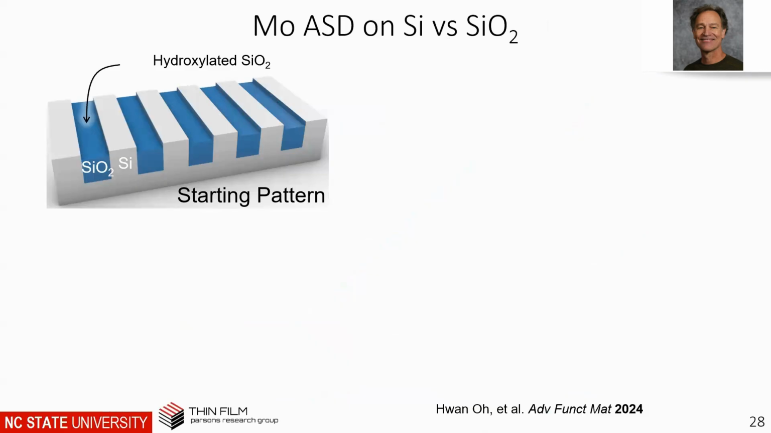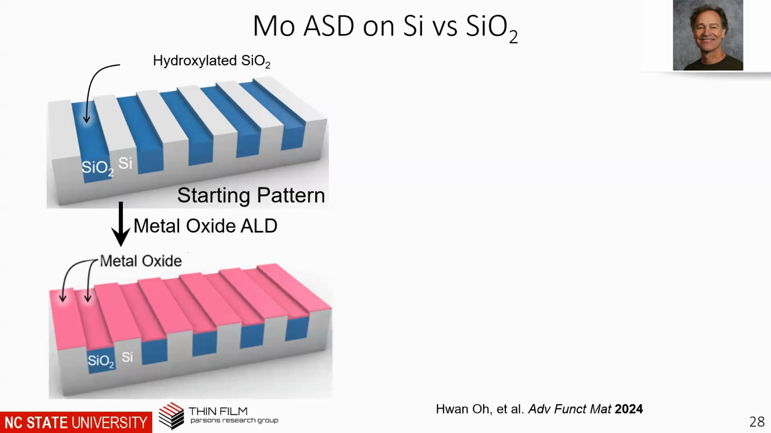What we did is we took a pattern that had SiO2 and silicon lines on it, and we made this. This surface has hydroxyl groups, which are reactive, and the silicon does not, so it's non-reactive.